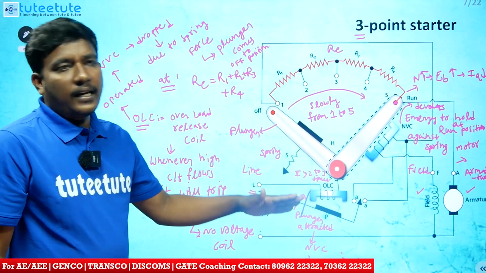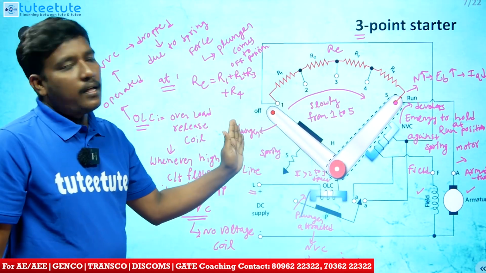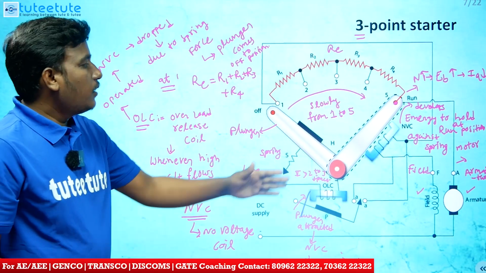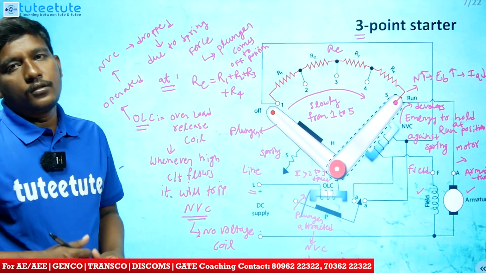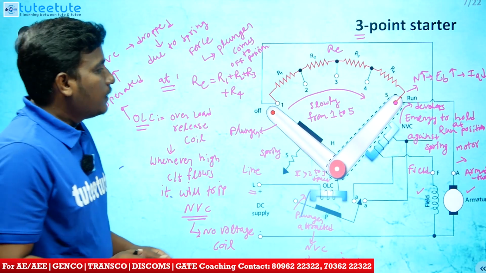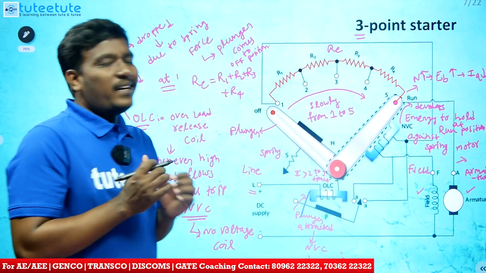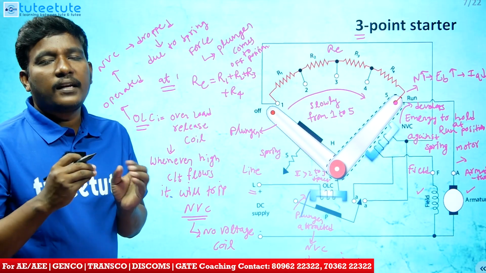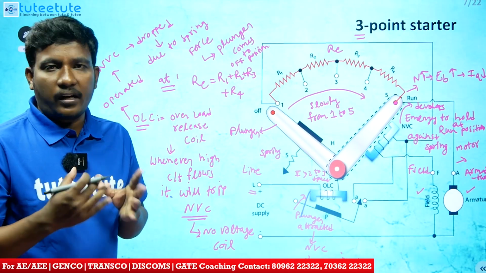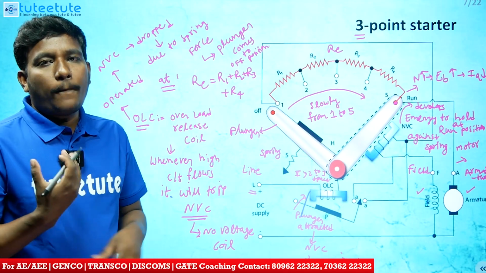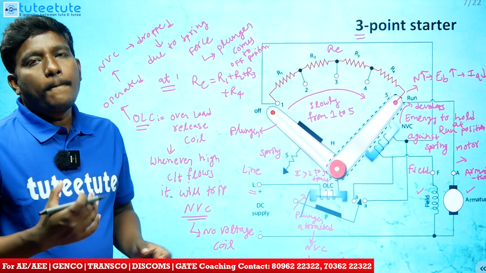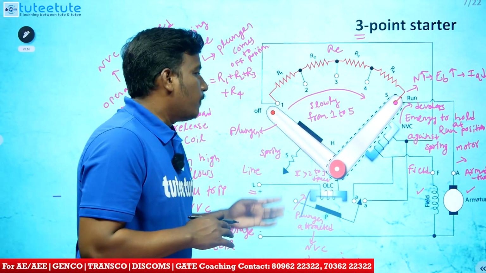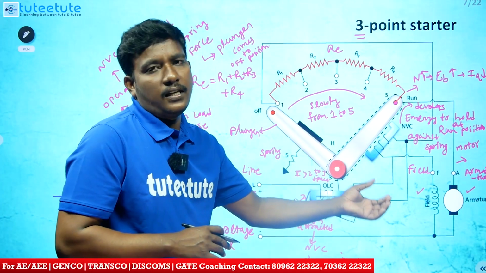Whenever NVC is de-energized, the plunger will come back to the off position, so that the motor is cut off from the supply. So we have protected the motor. The purpose of NVC is we need the external resistance only during starting. We know during running condition external resistance is not required. So in order to apply this condition, we employed some mechanism here. One is spring and one is NVC.